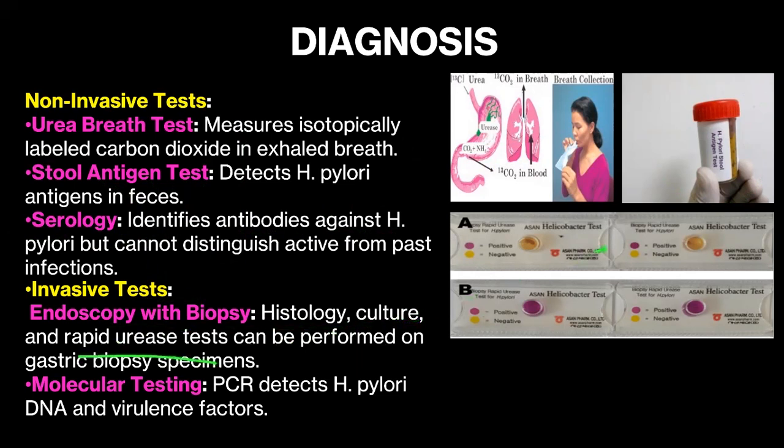rapid urease test. In the rapid urease test, we take the strip and check for a positive or negative result. If you see here, purple color shows a positive result and yellow color shows a negative result. This is the rapid urease test. Molecular testing, PCR, detects the DNA of H. pylori. This is the most specific test.